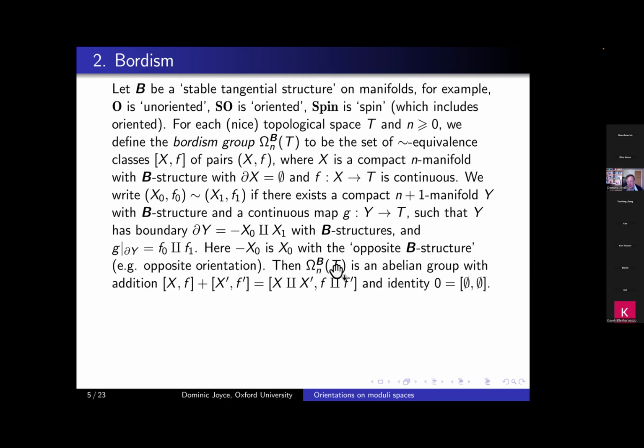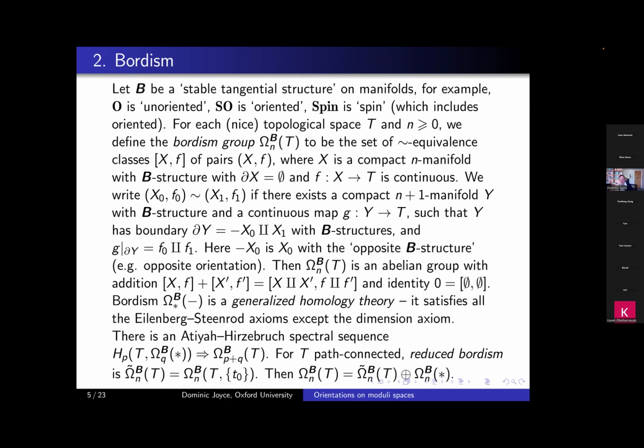Okay, so then this bordism group, I've defined it as a set, but it's an abelian group. The addition just comes from disjoint union of your manifolds and disjoint union of the maps. The identity is the empty set. And negation in your abelian group takes X to minus X, by changing the sign of the B structure.